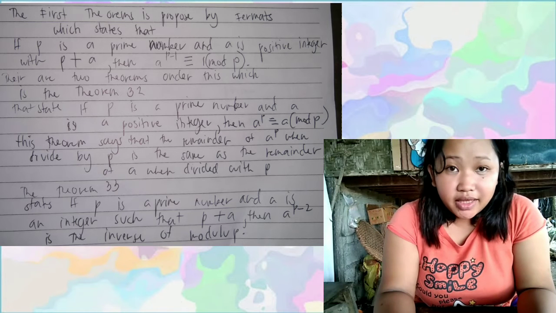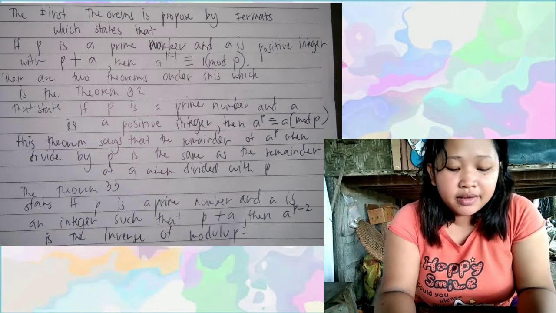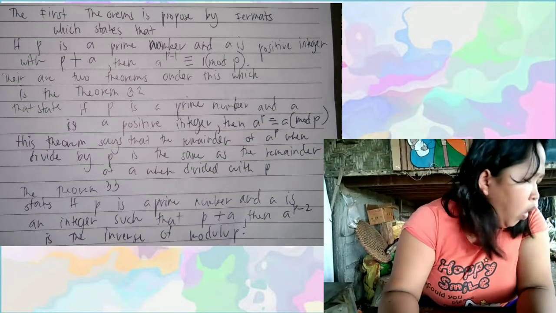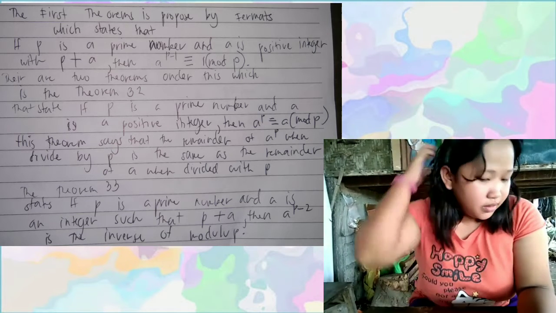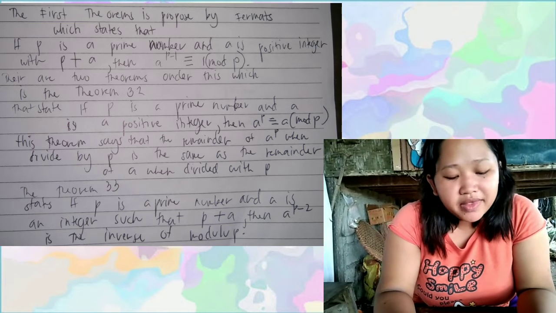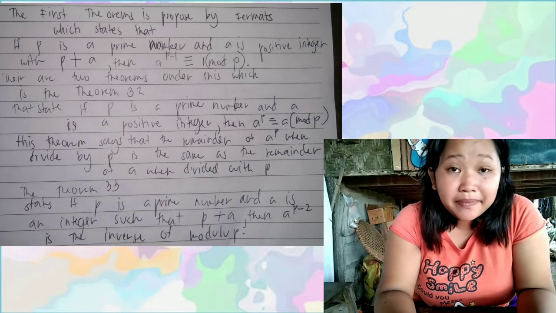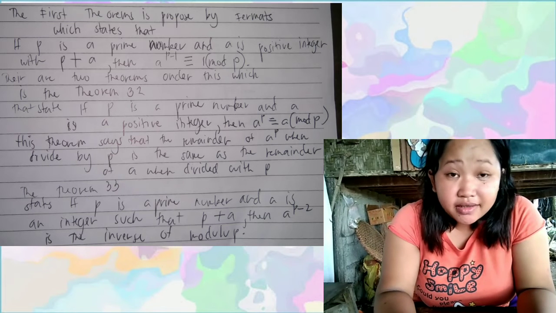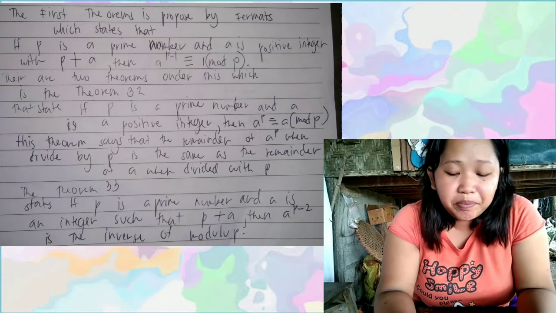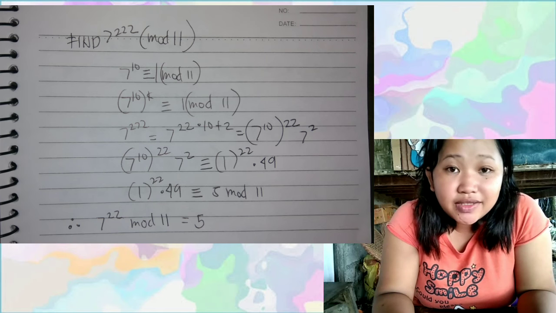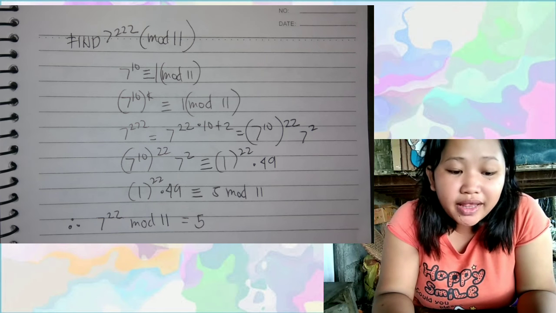Theorem 33. This states that if p is a prime number and a is an integer such that p does not divide a, then a raised to p minus 2 is the inverse of a modulo p. Example. Find 7 raised to 222 modulo 11.